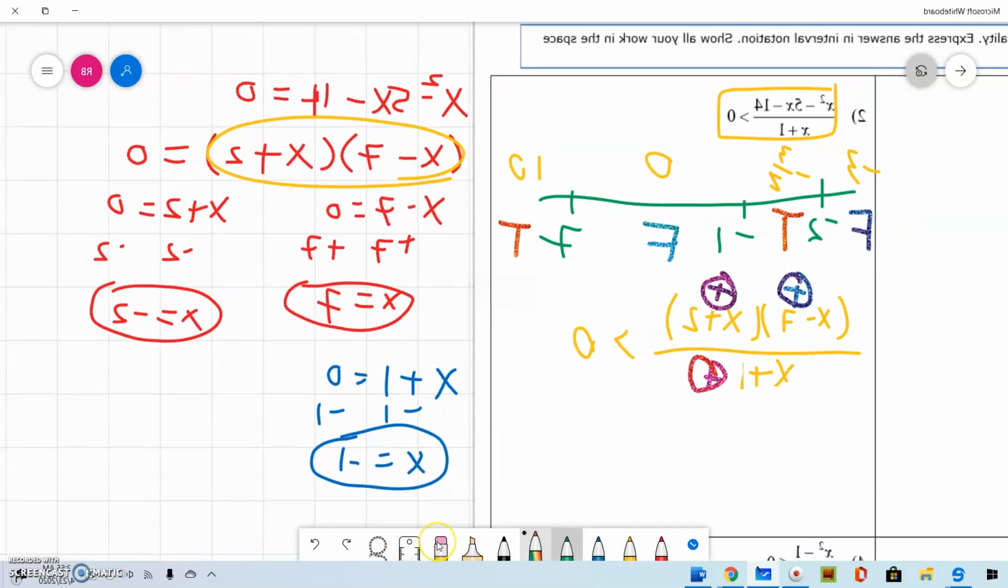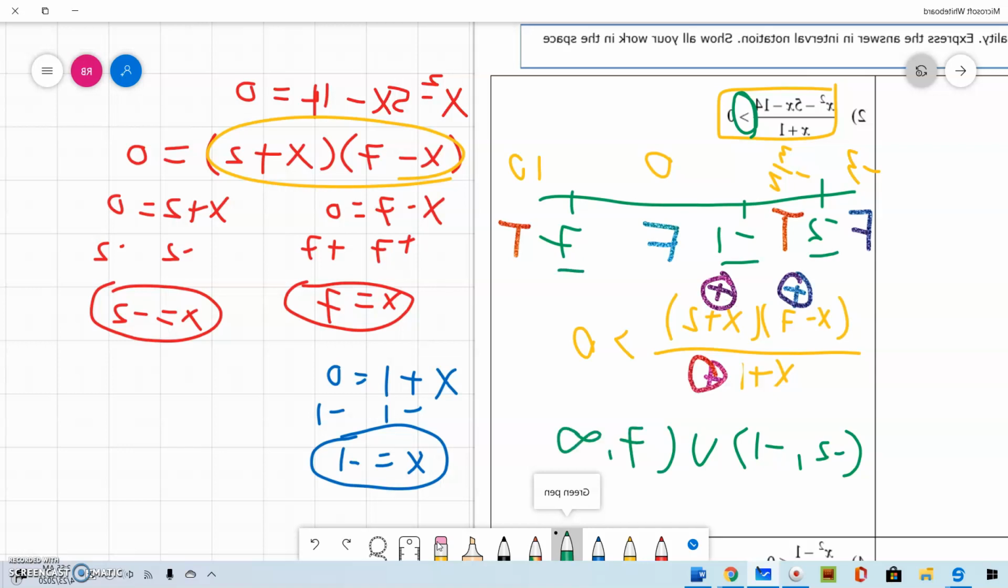Which means that the answer for this one is from, do you see how this is not inclusive? So everything has to be a parenthesis. So it's from negative 2 to negative 1, and 7 to infinity, because there is no end right here. Okay? So that's the answer for number 2.